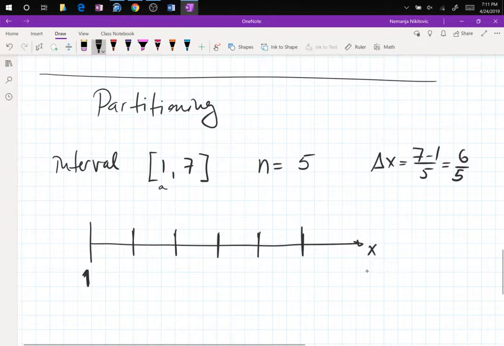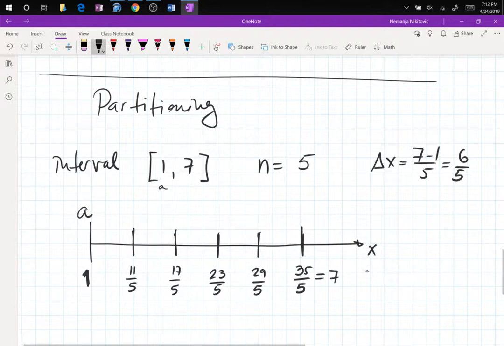So you start with A, which is number 1, and then you add 6/5 to it. So 1 is 5/5, so that's 11/5. And you just keep adding 6: 17/5, 23/5, 29/5, plus 6 is 35/5. Guys, what's 35 divided by 5? 7. That should be. If this doesn't hit its target, you did something wrong.